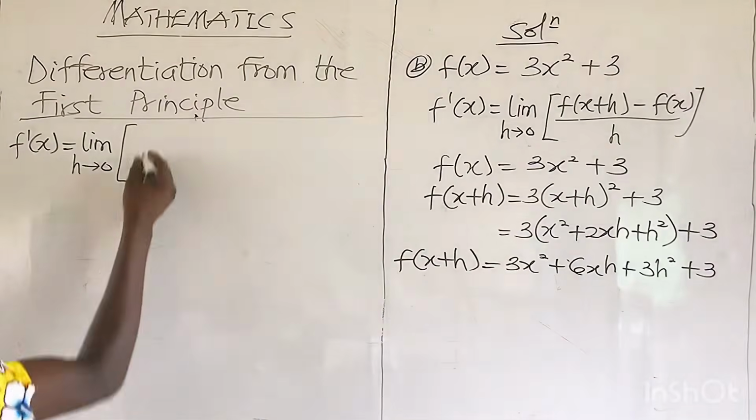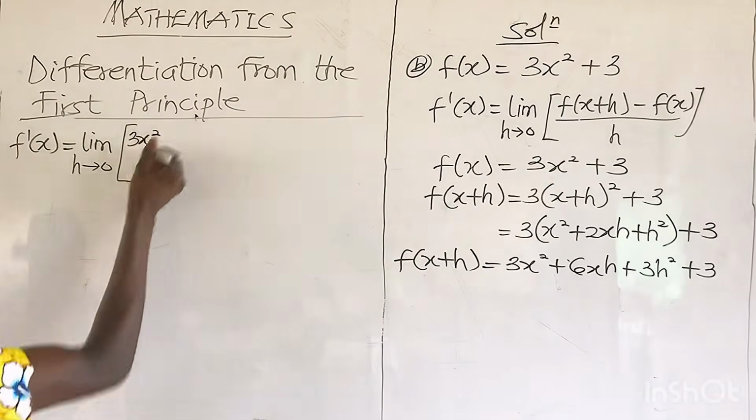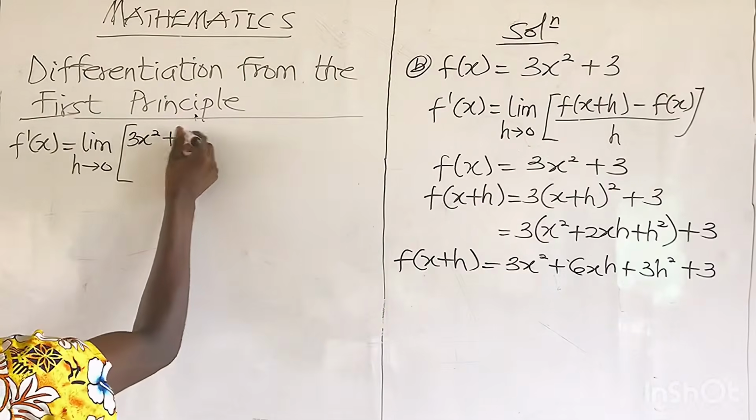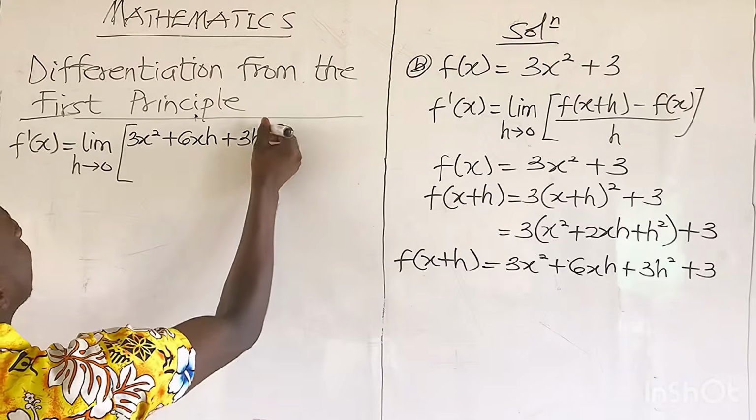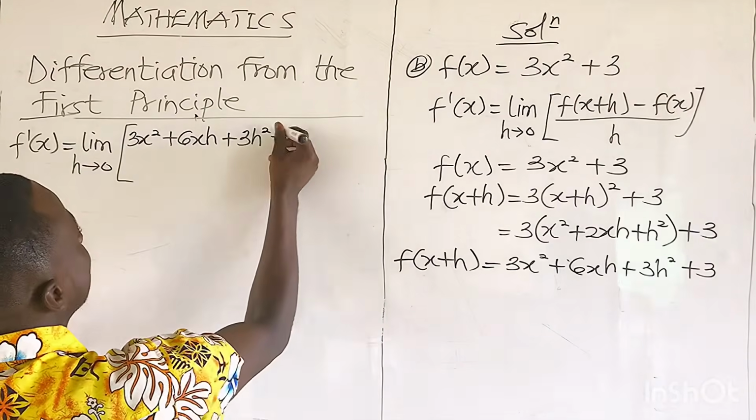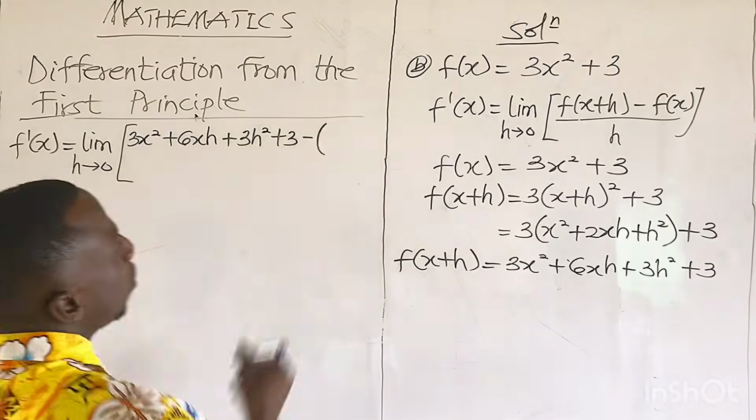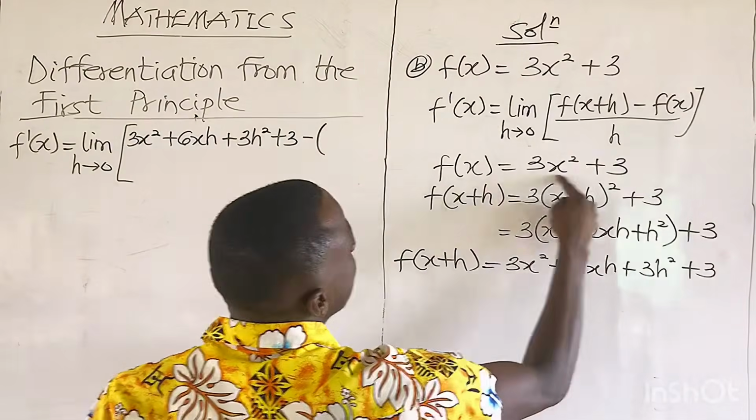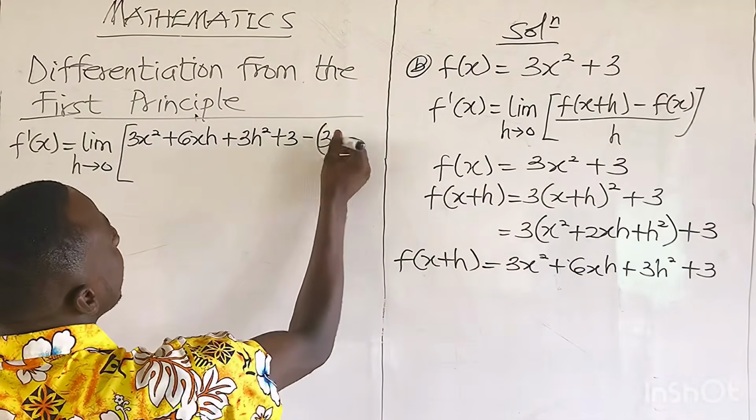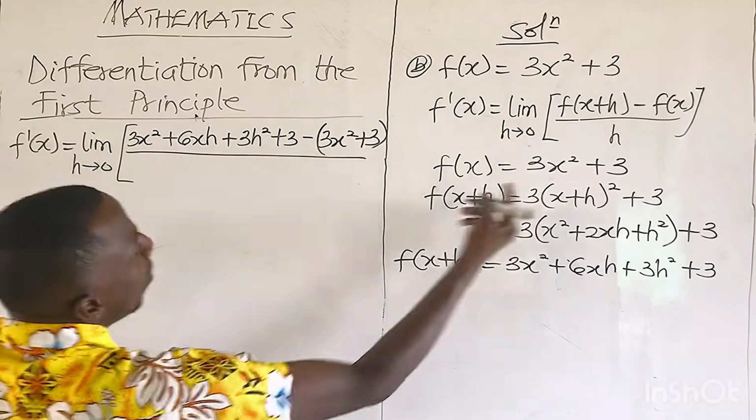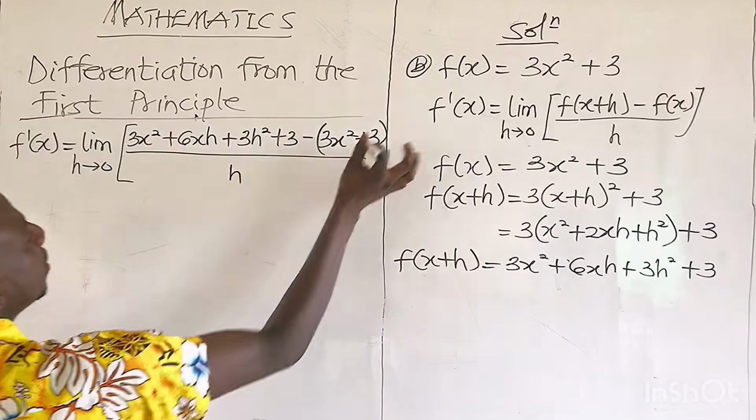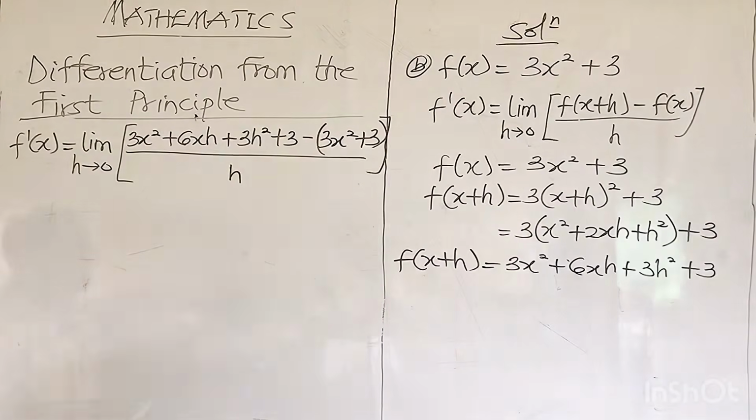So I'll make the substitution. So we have 3x squared plus 6xh plus 3h squared plus 3 minus brackets open f of x, which is equal to this whole thing, 3x squared plus 3, all over h. Then you just close the bracket gently.